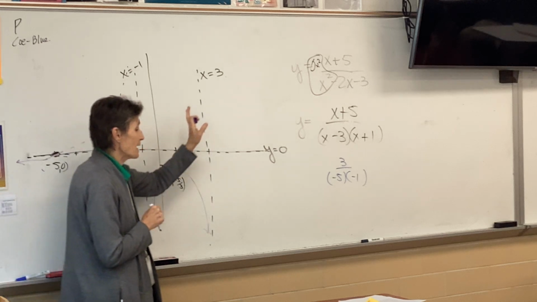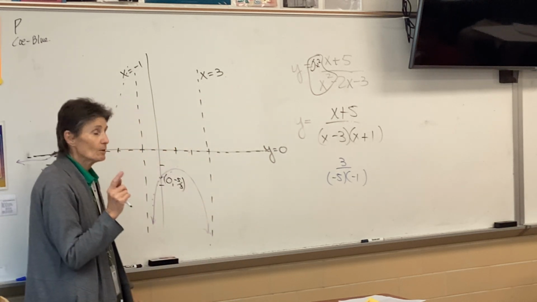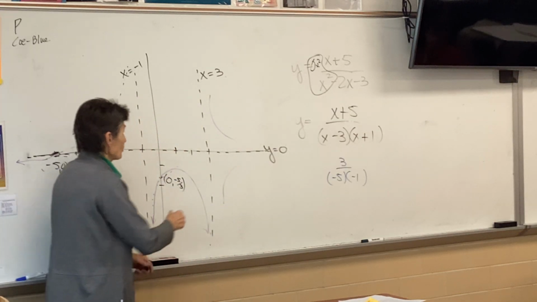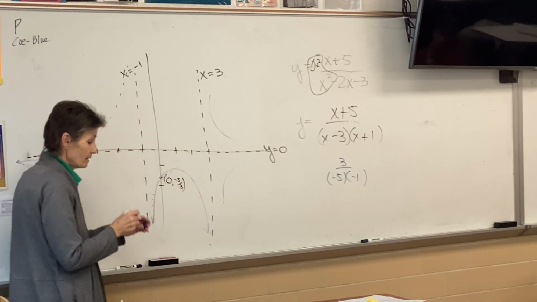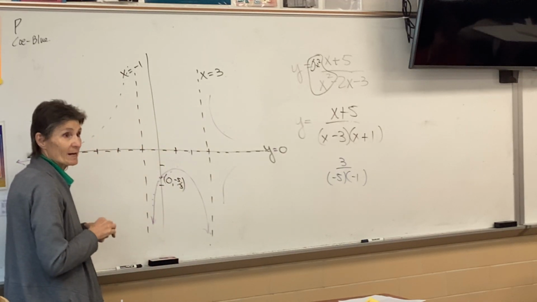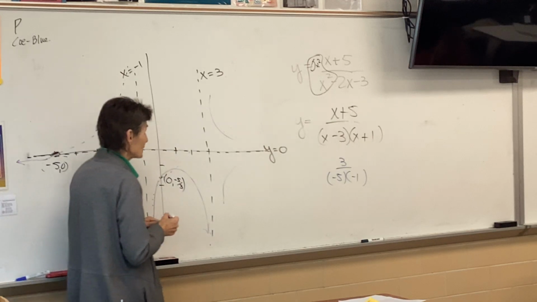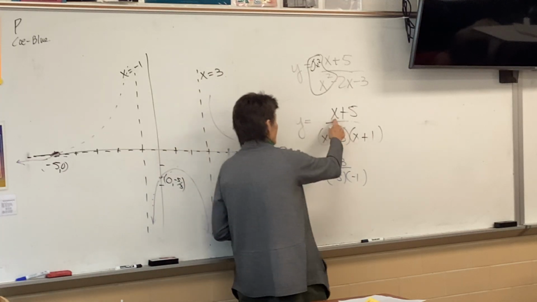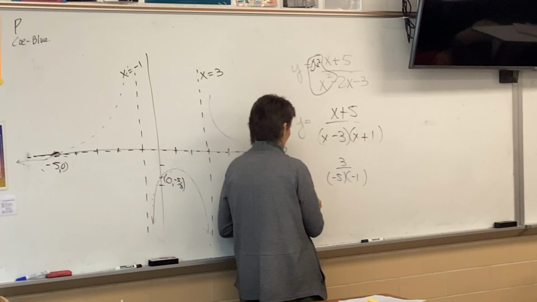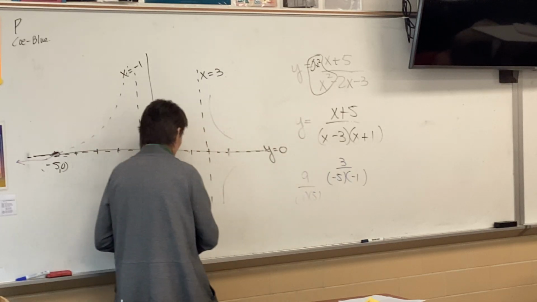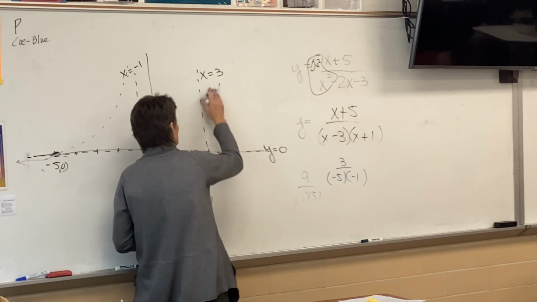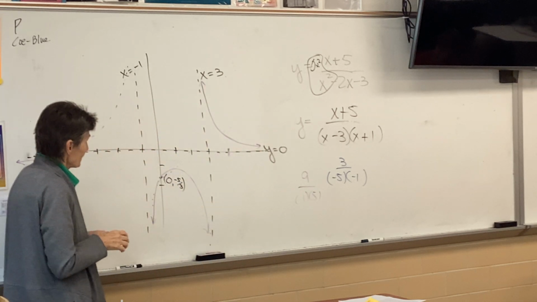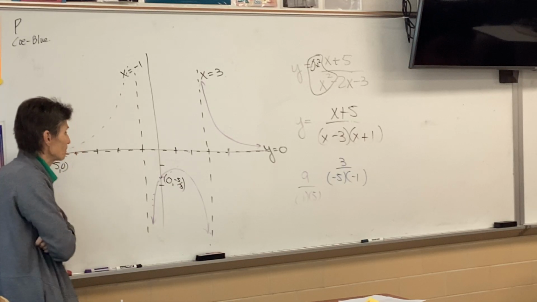Last part, what's happening over here? I don't know, boys and girls, but it's either this or this. Would you agree with me? Yeah. It's either gonna be positive or negative. Plug it in. I believe it's positive, but I don't know. I'm gonna check. So I'll plug in 4. So 4 is gonna give me 9 over 1 times 5. Is that positive or negative? Positive. That means I'm up here. That's our hardest problem for sure.